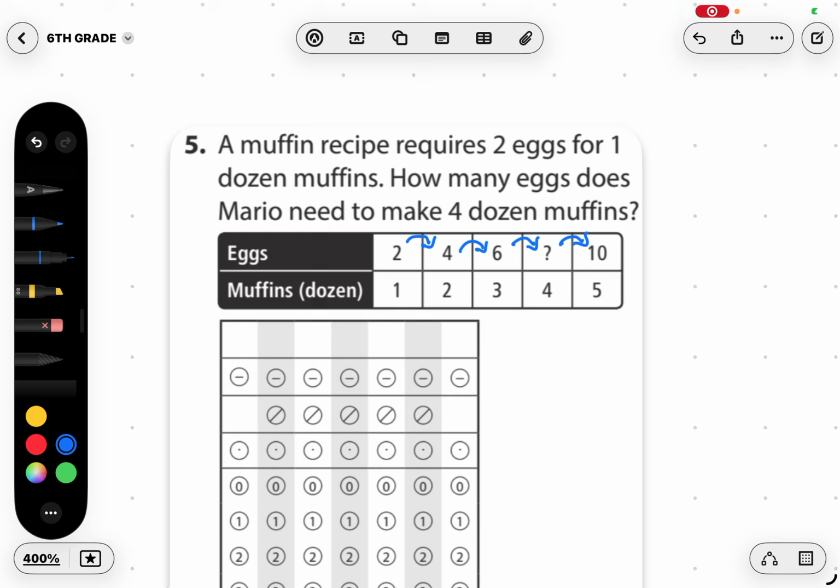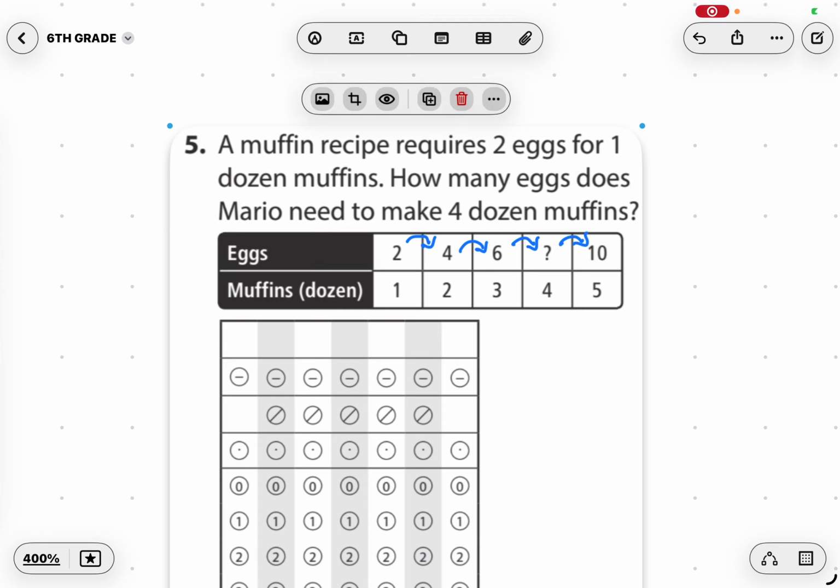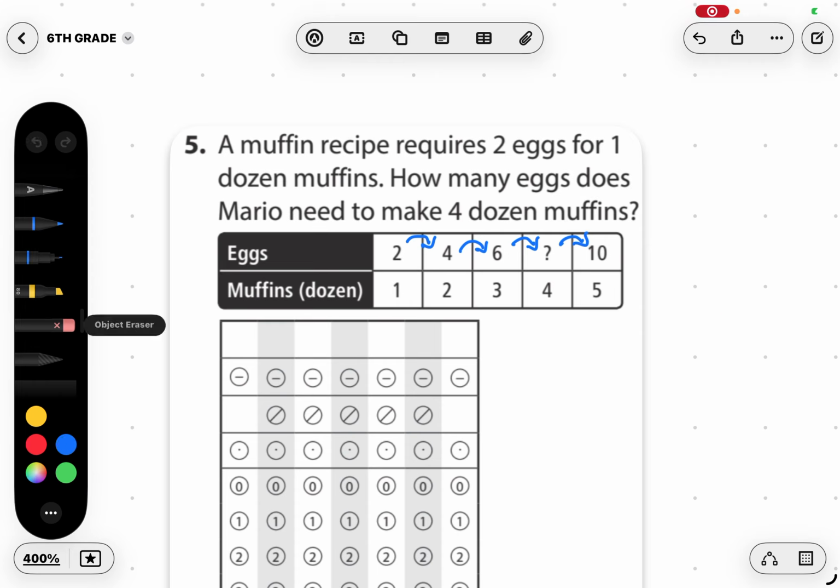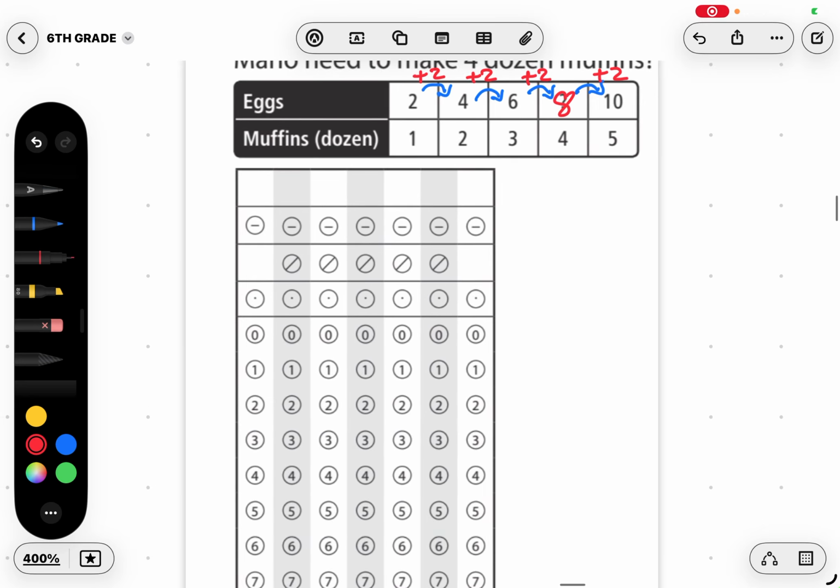So it's 2 eggs for 1 dozen. So if we make 2 dozen, we have to add 2 more eggs. For every dozen, we have to add 2 eggs. Okay, so this is counting by twos. It's plus 2, plus 2, plus 2, and plus 2. So if we follow that pattern, 6 plus 2 would make 8. And that's our missing number.